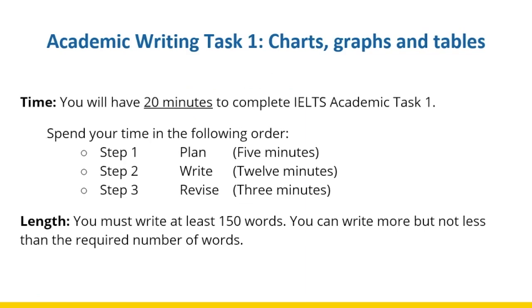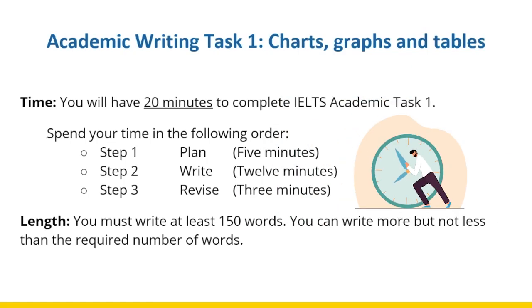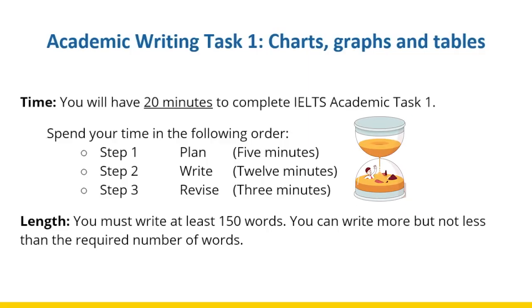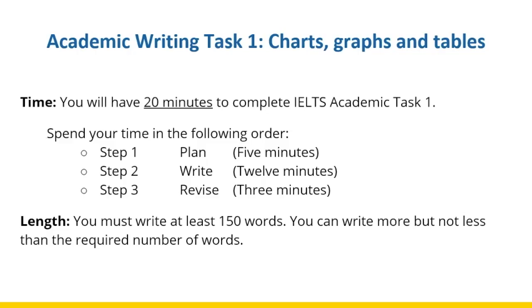In Academic Writing Task 1, we'll be learning about different graphics such as charts, graphs, and tables. You'll be given only 20 minutes to complete IELTS Academic Task 1. And because your time is very limited, I suggest you spend your time in the following order. In step 1, you should plan your essay for 5 minutes. In step 2, write your essay for 12 minutes. And in step 3, you should have at least 3 minutes to go back and revise your essay.